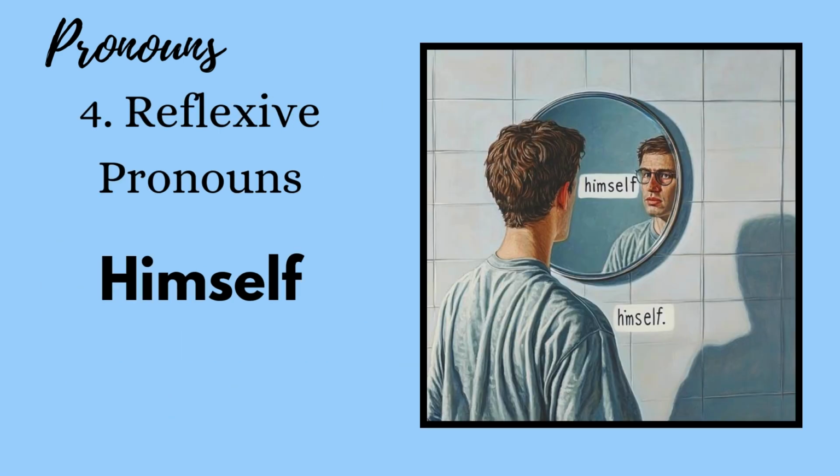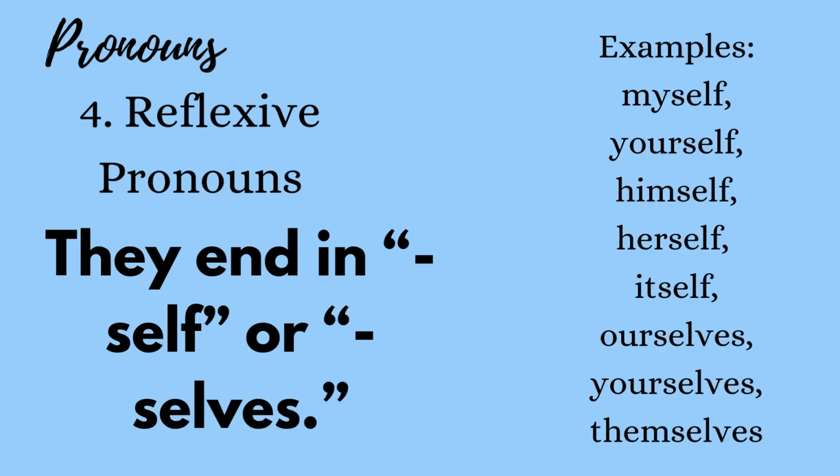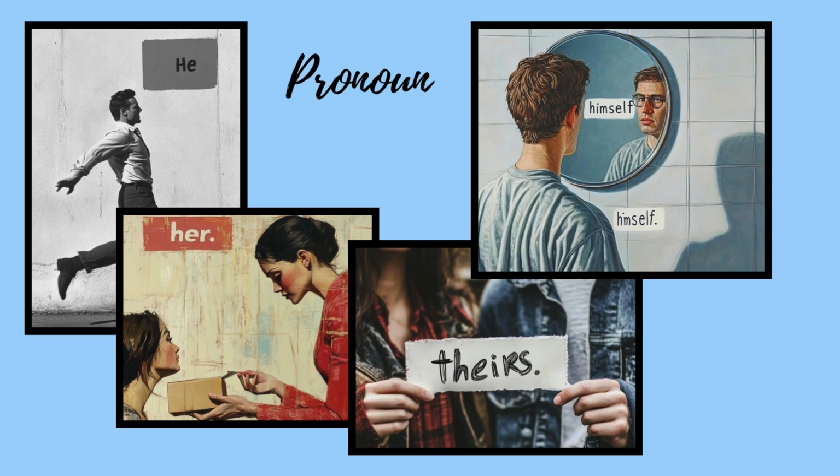Himself is a reflexive pronoun. A reflexive pronoun is used when both the subject and object of a sentence are the same person or the same thing. For example, he is looking at himself. In this sentence, the person doing the action and the person that is receiving the action are the same. Reflexive pronouns end in self or selves. Pronouns make sentences easier to understand by replacing nouns and keeping our speech and writing smooth.